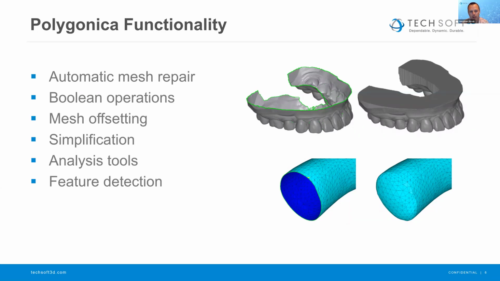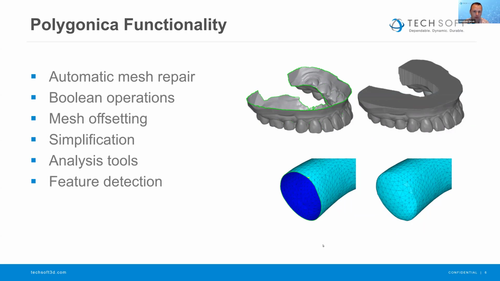Simplification: we see polygonal data getting heavier and heavier, having hundreds of thousands, millions, tens of millions, hundreds of millions of triangles potentially. How do we simplify that? We can have a target number of triangles. We also could have a percentage that we want to remove. So simplification is one of their tools.